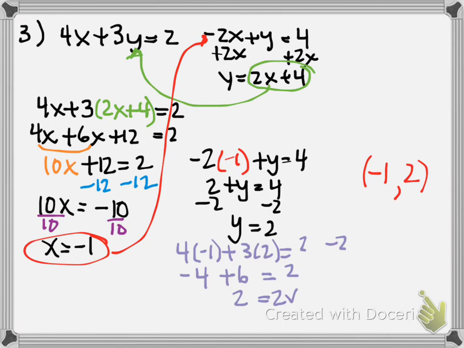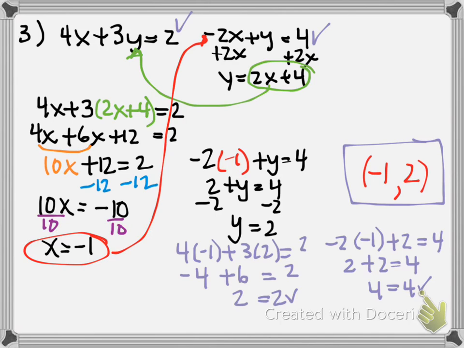Is negative 2 times the x value of negative 1 plus the y value of 2 actually equal to 4? 2 negatives multiply to give me a positive, so I get 2 plus 2 is 4, and 4 equals 4. So I satisfied both original equations, which means the answer is (negative 1, 2). Okay? Notice ordered pairs have parentheses. The terms are written alphabetically, and there's a comma between them.